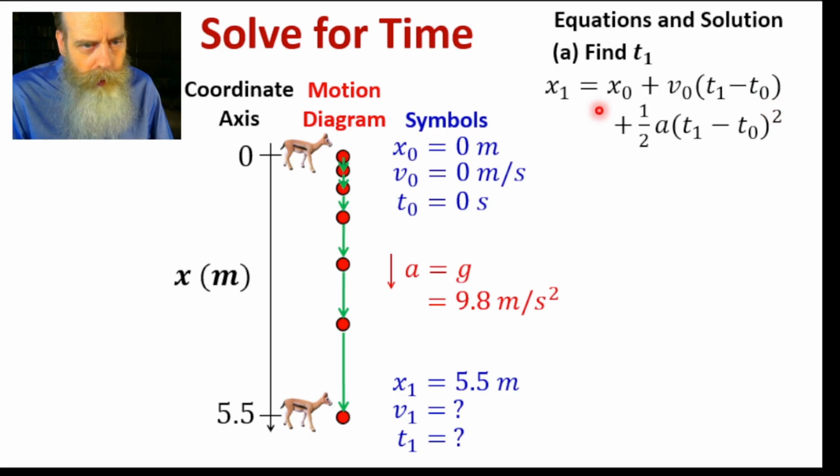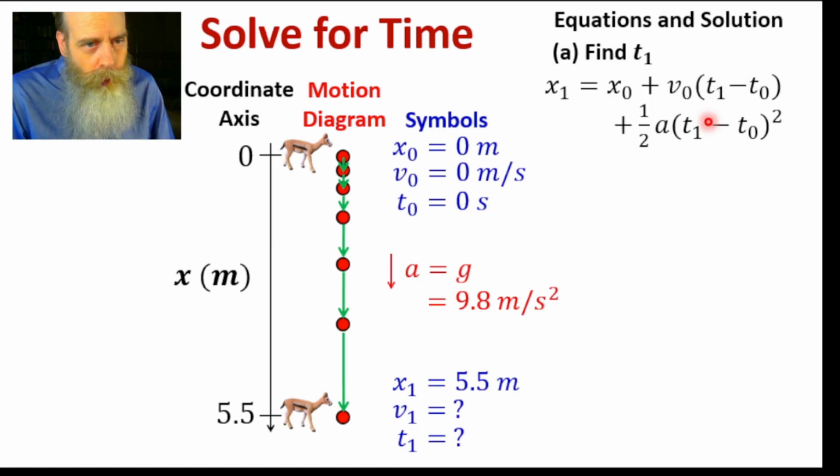x1 equals x0 plus v0 (t1 minus t0) plus 1/2 a (t1 minus t0) squared. Now in this equation, I didn't have to include the t0 because it is equal to 0. But I put it here just to show you that in general, you can solve these problems where the initial time is not equal to 0. And so you have to put it into your equation.